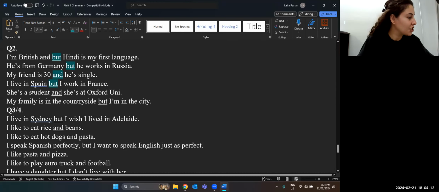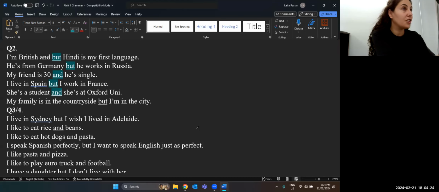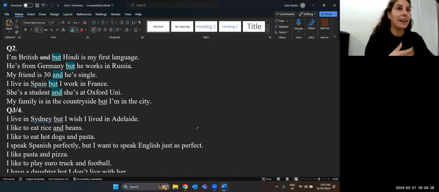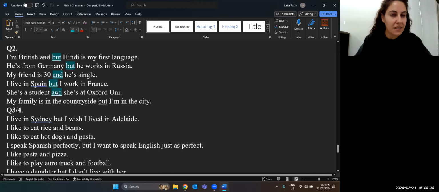The next one, she's a student. She's at Oxford University. It just sounds like I'm continuing to give more information. So instead of putting a full stop and making two short sentences, you can just say and, I live in Adelaide and I like swimming. So it's just adding more information. It allows us not to make short sentences. We can make it a little longer.